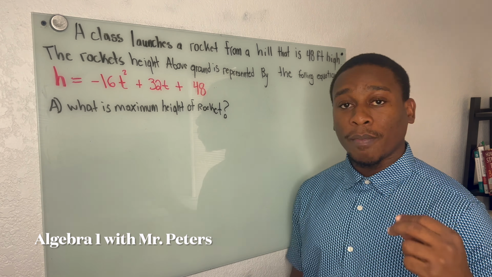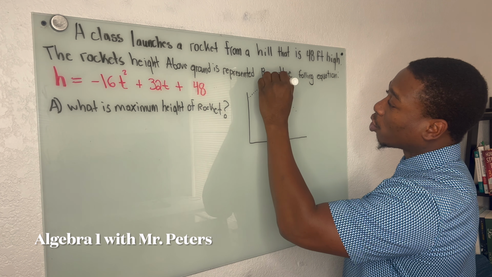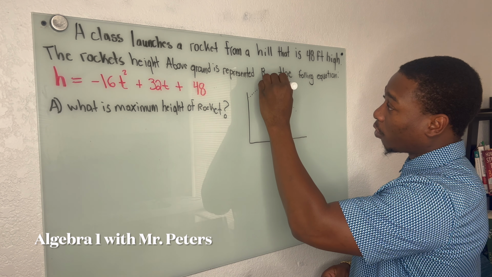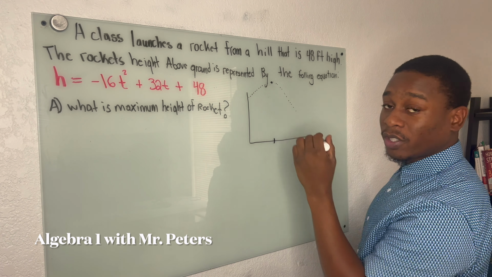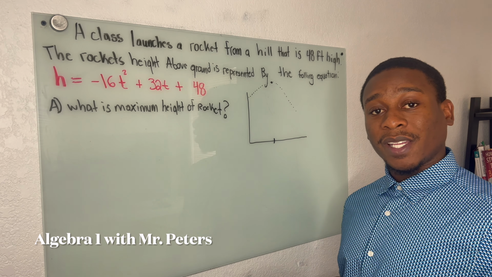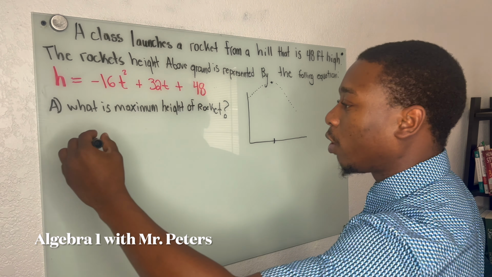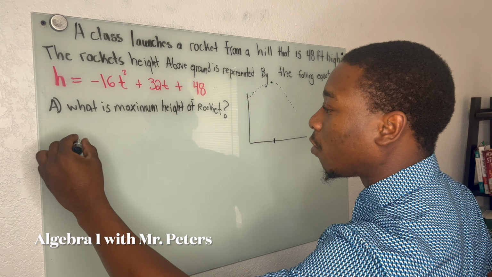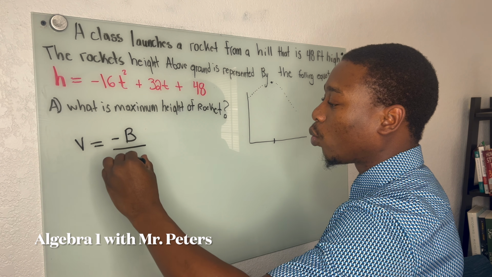So for us to do this, we have to understand something. Once we launch, the rocket is going to go up a little bit and then the trajectory is going to come down. So at this highest point right here, what we need to figure out is the vertex, because the vertex is going to be the highest point. To find the vertex, we're going to use the formula V is equal to negative B divided by 2A.